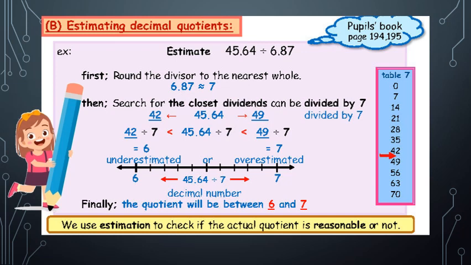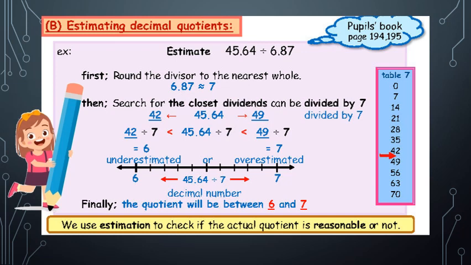Then we will get the dividend, 45 and 64 hundredths. We estimate up and down according to the times table of 7, because the divisor is 7. So 45 and 64 hundredths is located between 42 and 49. It is smaller than 49 and bigger than 42. We divide both of them, 42 divided by 7, the smaller, rounding down, and 49 divided by 7, rounding up.